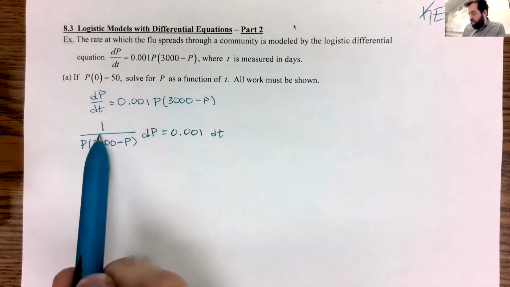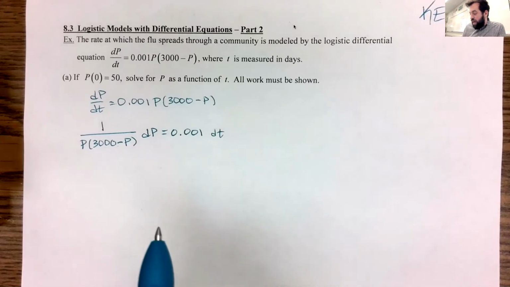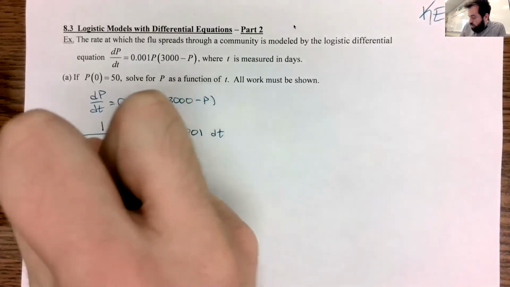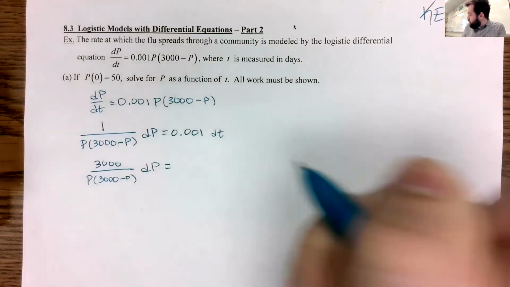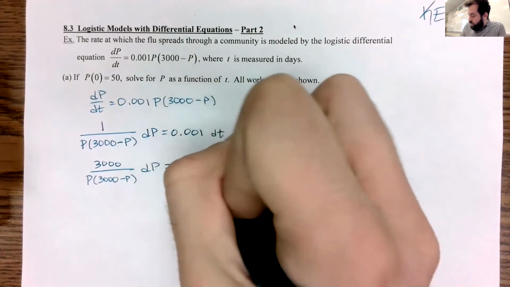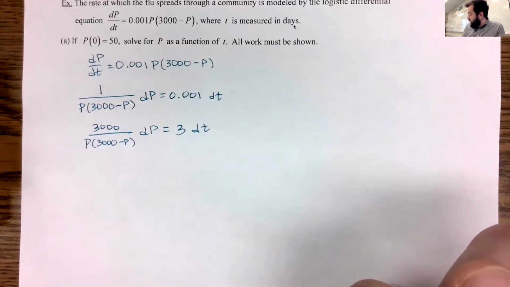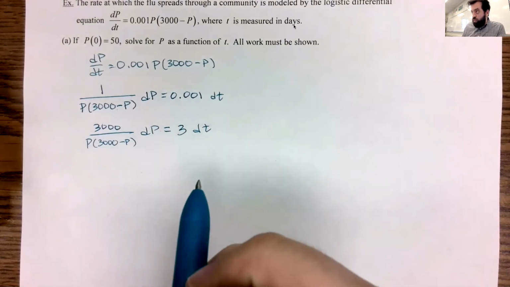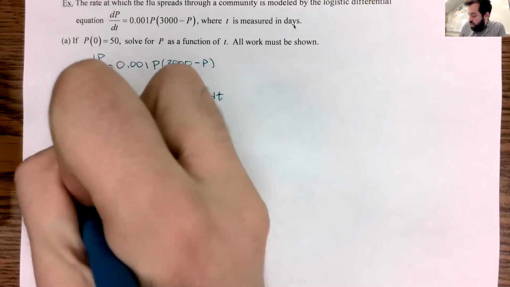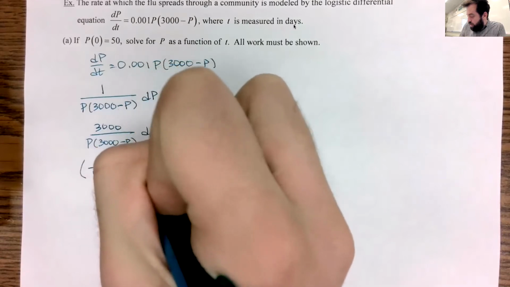So this numerator is going to change to 3000, and we're going to do 0.001 times 3000. That is the carrying capacity in this question, and it's going to make the next step easier. So I'm going to do 3000 over P times (3000 minus P) dP equals 0.001 times 3000, which is 3 dt. Now we're going to try to integrate both sides, but this is going to be more easily integrated if we use partial fraction decomposition first. So let's try that. We'll have something over P plus something over 3000 minus P.